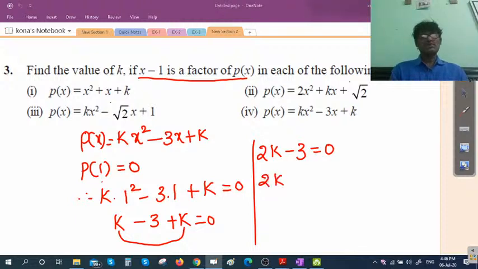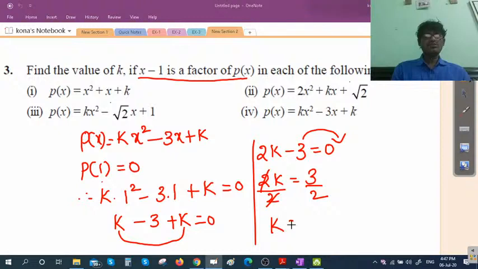From this, 2k equal to, you send this minus 3 to the right side, you will get plus 3. Now send this 2 to the right side. If you have any confusion, Devi, you just divide both sides by 2. Then 2 gets cancelled. So k equal to 3 by 2. That's it.